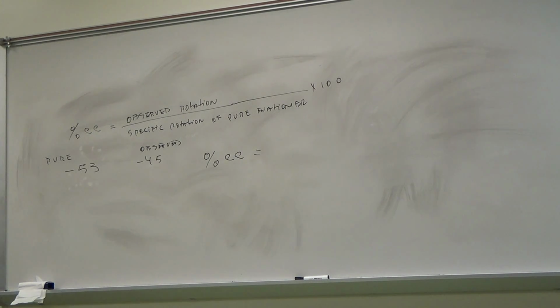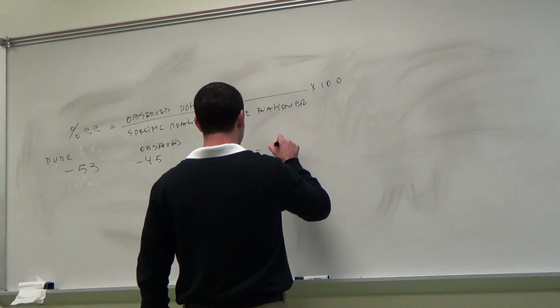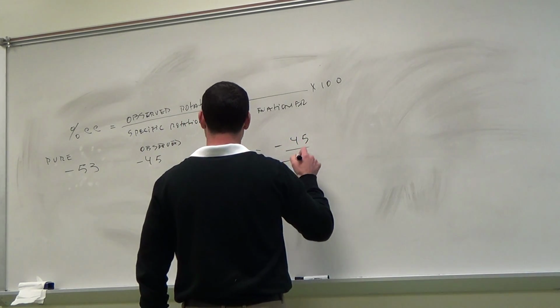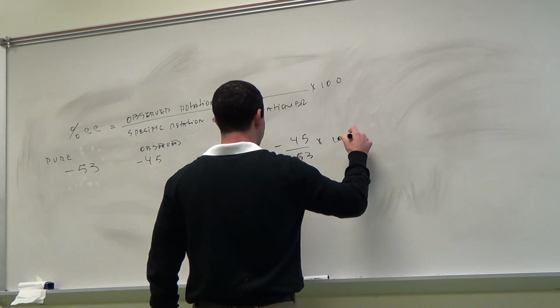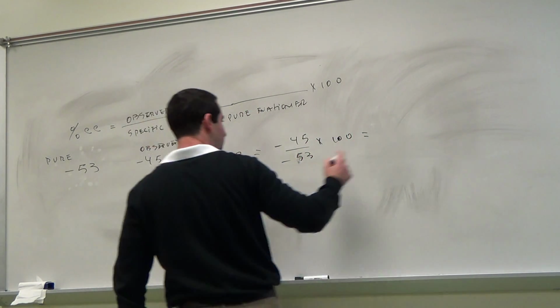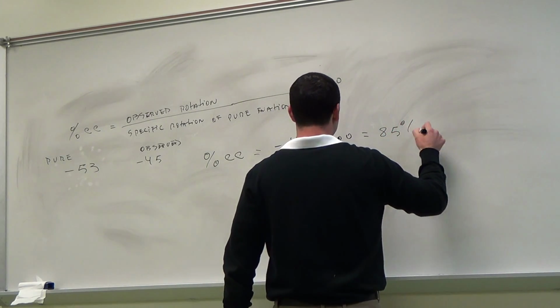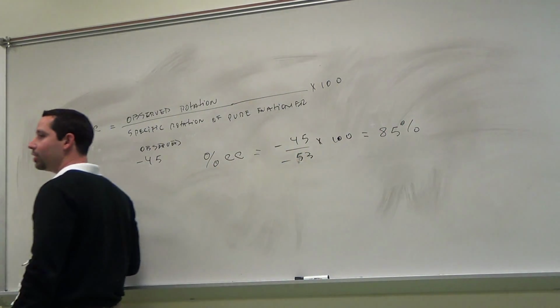So, since it's not 100% pure, every expected number has to be lower than the pure. You don't even have to remember the equation. All you have to remember is you get the little number, divide by the bigger number, okay? Because it's a ratio. Tell me what that is. 85%. This is 85% enantiomeric excess.